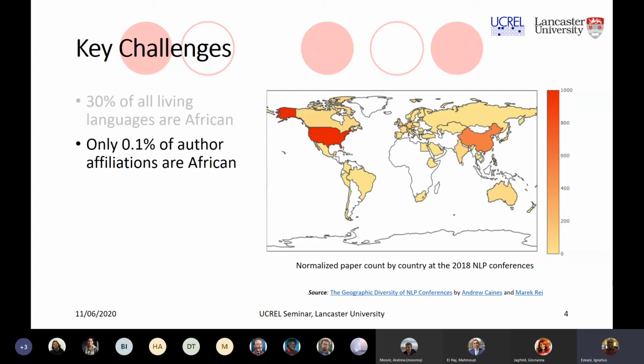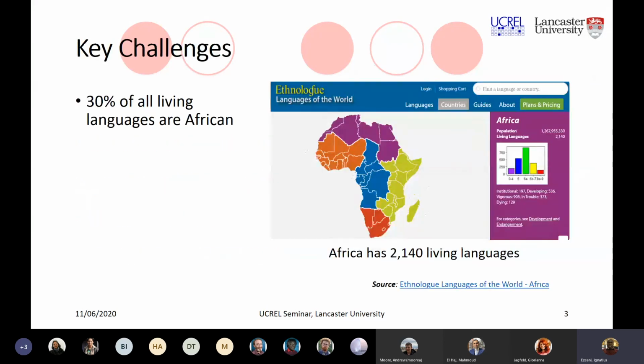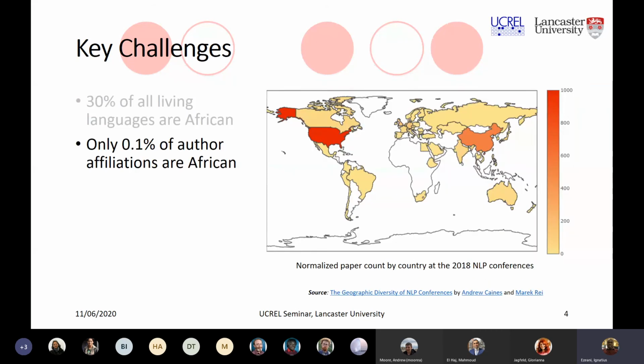So for Africa, as you may notice, sorry, I think it's running behind me. Africa has more than 30% of all the living languages. But if you look at the number of authors that go to the NLP conferences to represent Africa, you find out that there's about 0.1%. So which means we do not have the opportunity to collaborate with others and find out how to actually create these tools. And that's one of the reasons why we're lagging behind.